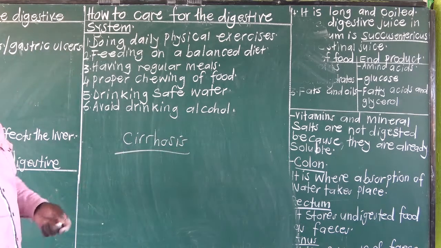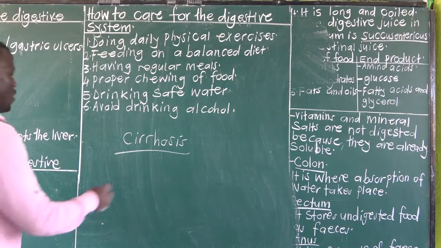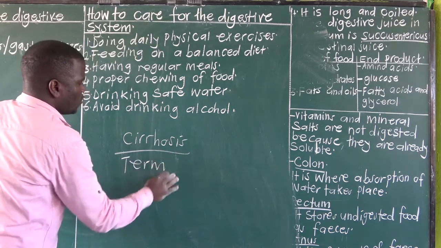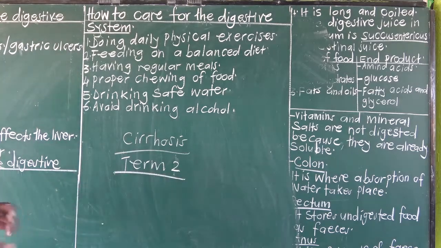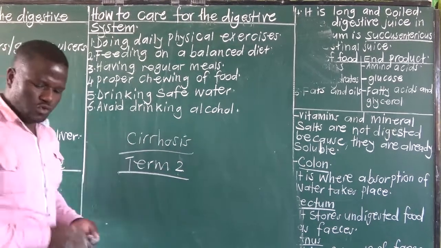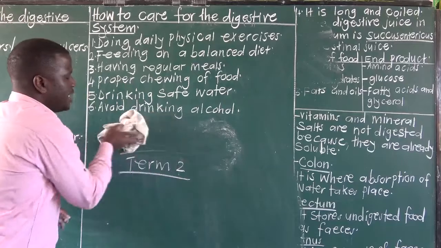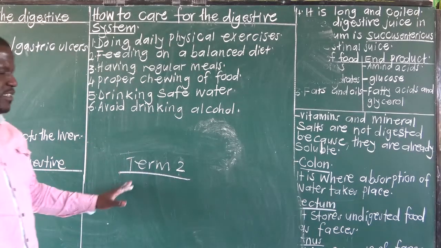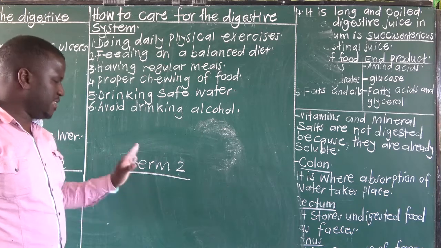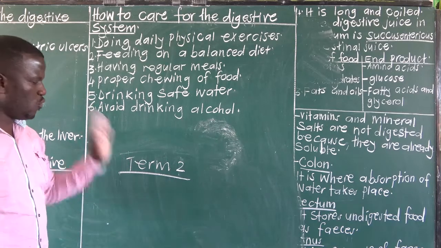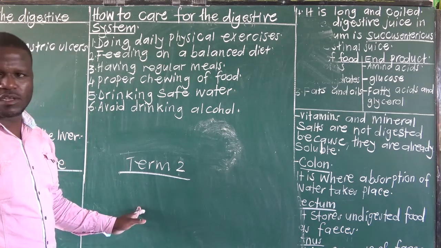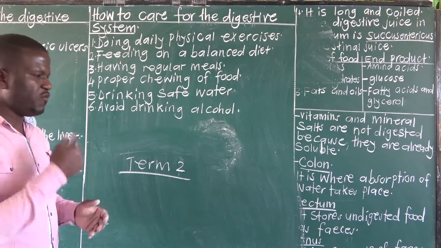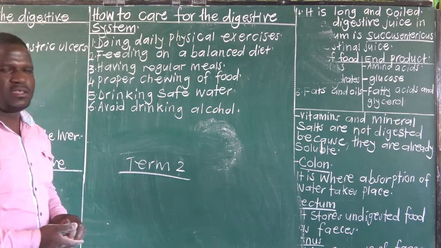Now, that's the end of this topic. Next week we shall look at term 2 work. That means you should come to school and buy term 2 booklets. We are done with term 1. We are introducing term 2 in our next lesson. They are ready, so that in our next lesson you will be following exactly what we shall be studying.